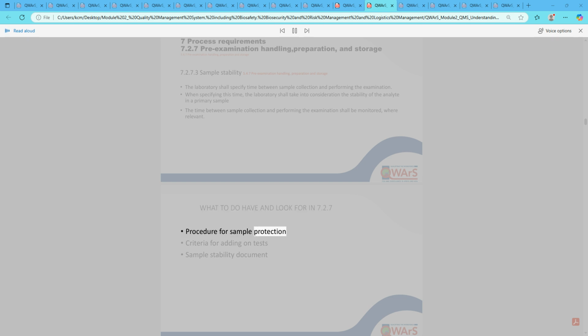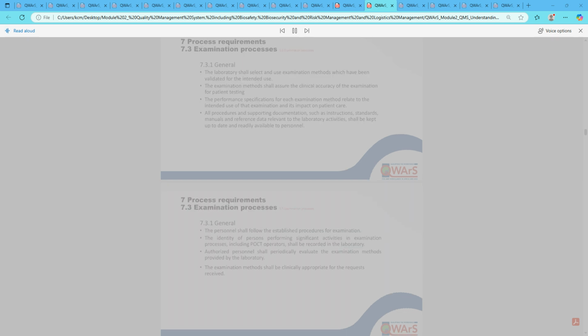Procedure for sample protection, criteria for adding on tests, sample stability document. 7 Process requirements, 7.3 Examination processes, 5.5 Examination processes.